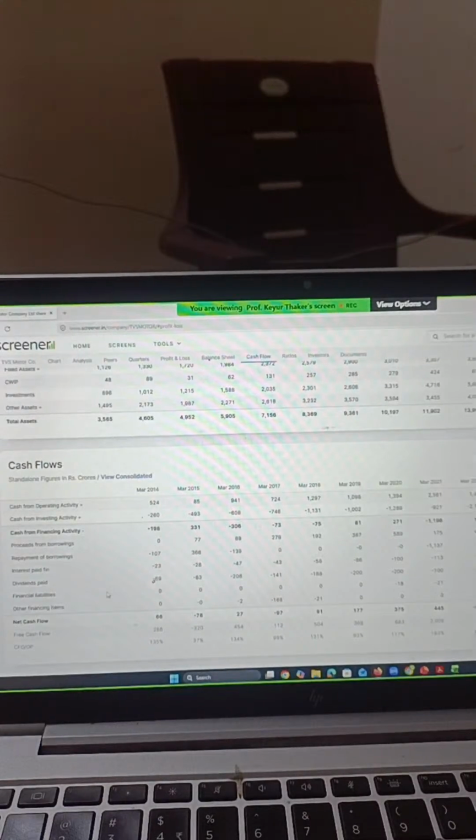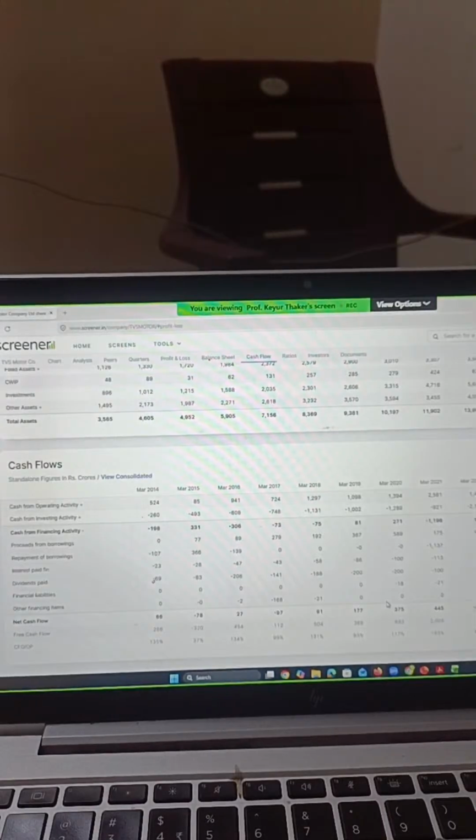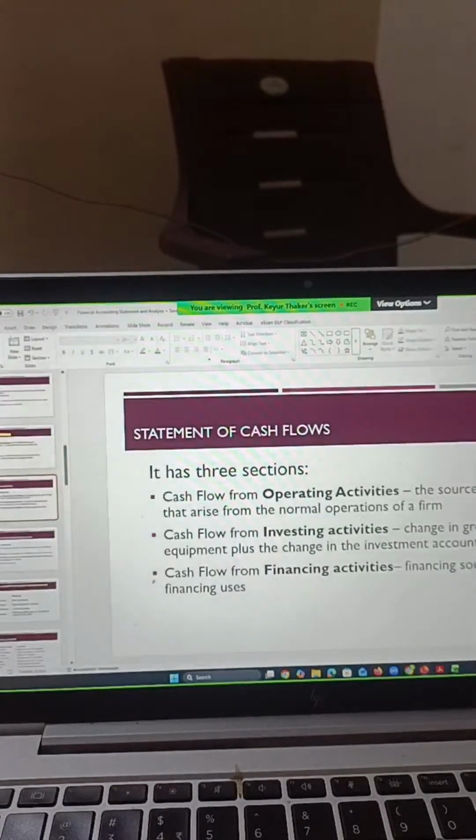So you can see the company has been generating the cash flows. So we understood the three statements: cash flow from operations, cash flow from financing, and cash flow from investment. We studied three important financial statements today: the balance sheet, the P&L statement or income statement, and the cash flow statement. Now, if you have any questions, you ask.